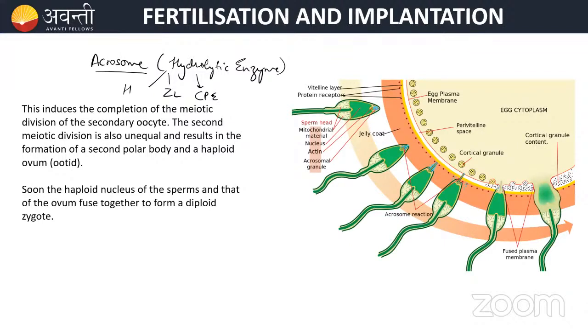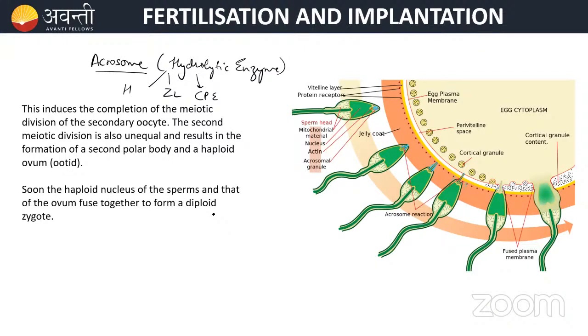So the first barrier that the sperm has to cross is the hyaluronic acid, which is cementing the corona radiata cells. For that, the sperm has the hyaluronidase enzyme. The second barrier is the corona radiata cells. For that, the sperm has the corona penetrating enzyme. The third barrier is the zona pellucida. For that, the sperm has the enzyme zona lysin. And this whole phenomenon is known as the acrosomal reaction.